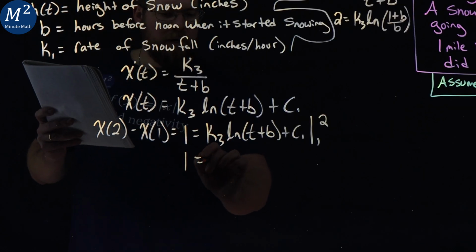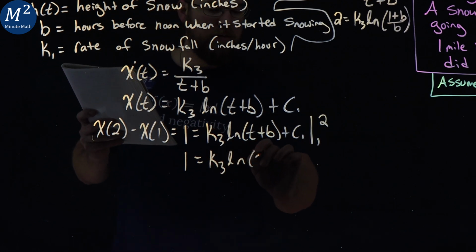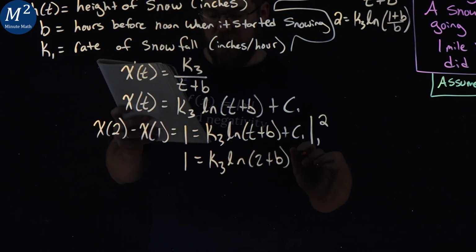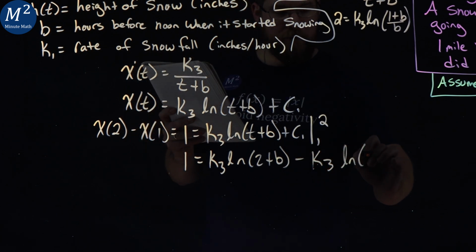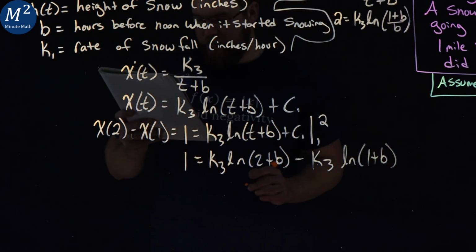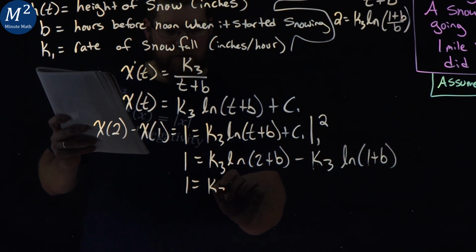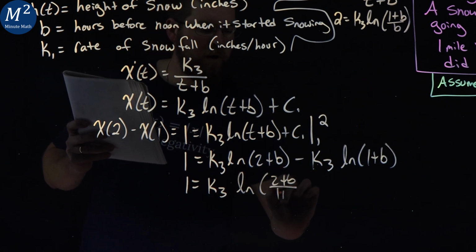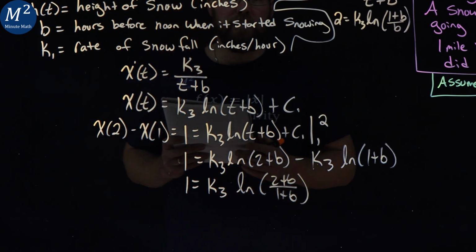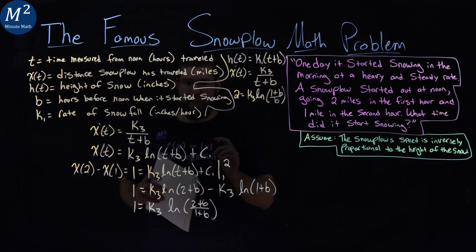So we have 1 equals, plugging in 2, k3 natural log of 2 plus b, again the c1s will cancel, minus k3 natural log of 1 plus b. Again, this simplifies to 1 equals k3 natural log of (2 plus b) over (1 plus b). Let me write this up here and save that information for the moment.